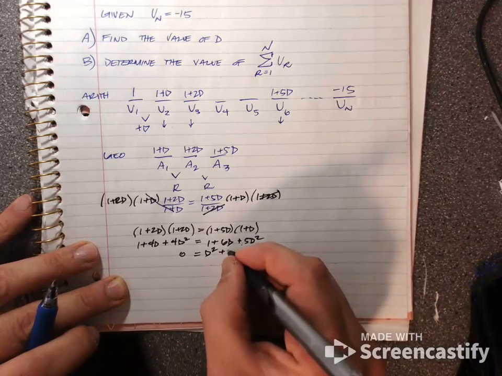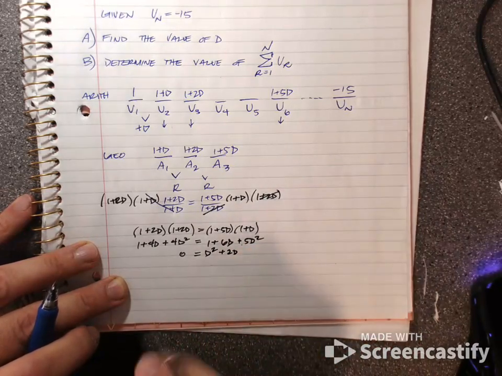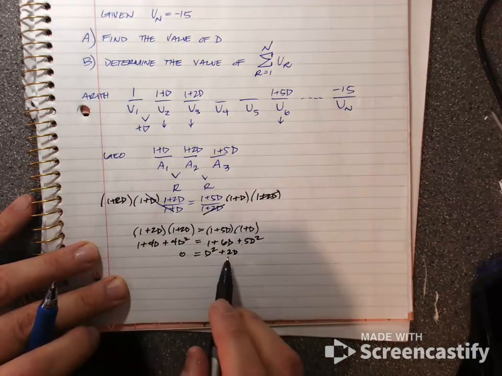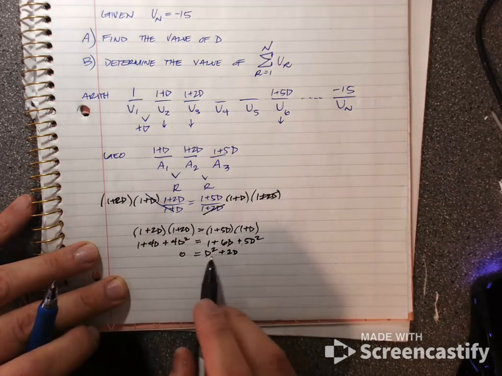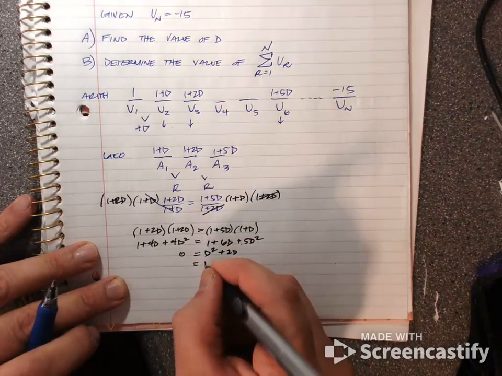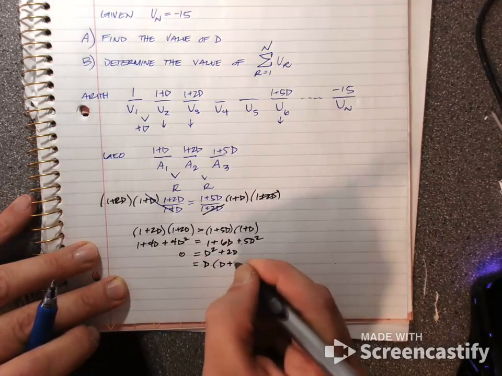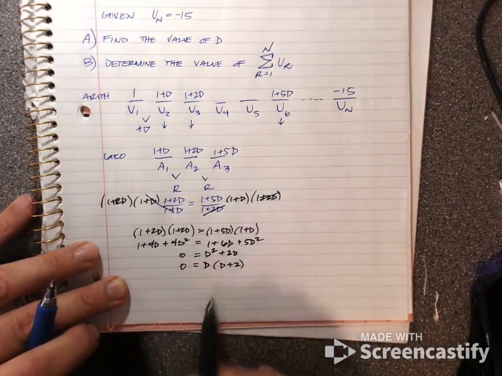And then how many D? 2Ds. And then no constant value. Solving this, I'm noticing that there's a greatest common factor of D, and so we'll just go ahead and factor that out. D plus 2. Those are mathematically equivalent. Just helps us to solve this.